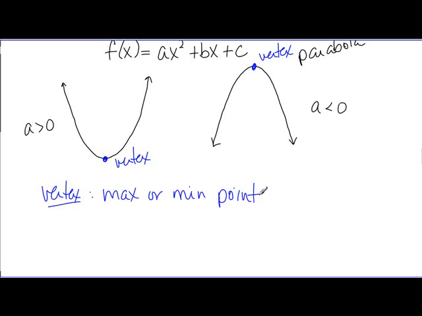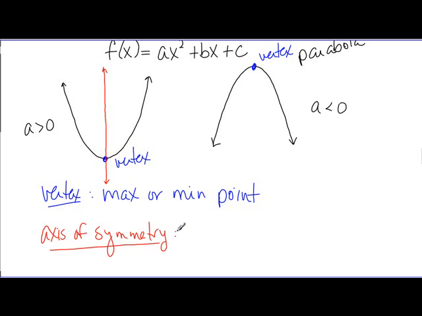Every parabola also has what's referred to as an axis of symmetry. It's going to be a line of symmetry. In these cases, a vertical line that splits the parabola in half. You'll sometimes hear that referred to as the axis of the parabola or axis of symmetry. So it divides the parabola in half. And it's also worth noting that that line always intersects the vertex.